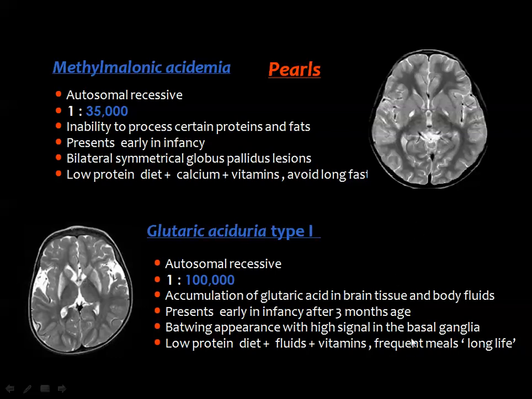Then glutaric aciduria type 1 is also an autosomal recessive disease. It's relatively rare compared to the rest of the lesions. The main problem here is enzyme deficiency leading to accumulation of glutaric acid in the brain tissue and body fluids. The presentation is early in infancy, at the age of or after the age of 3 months.